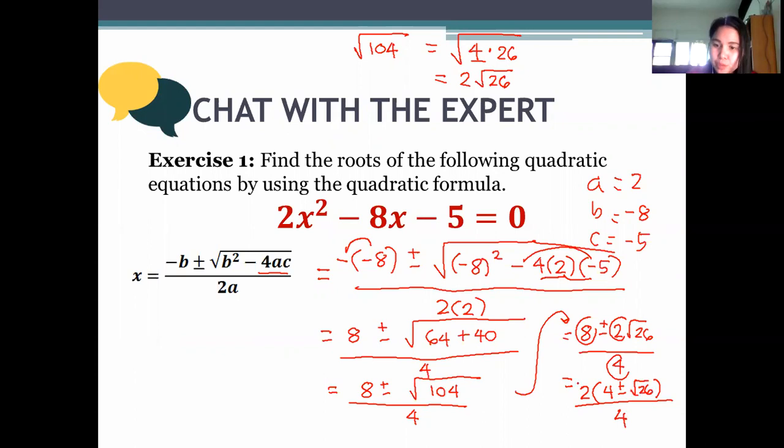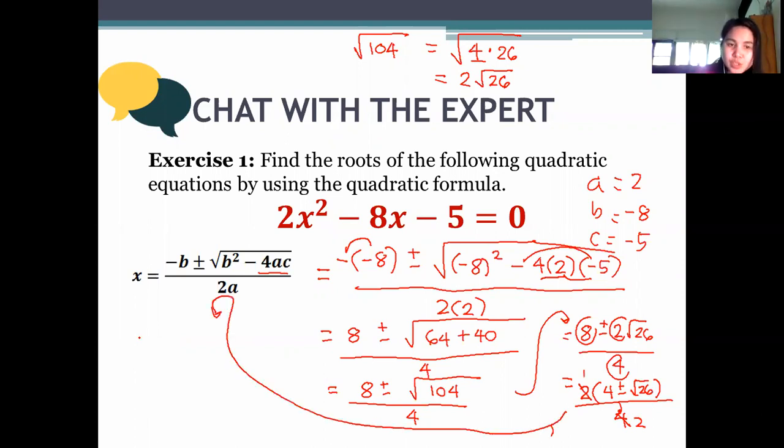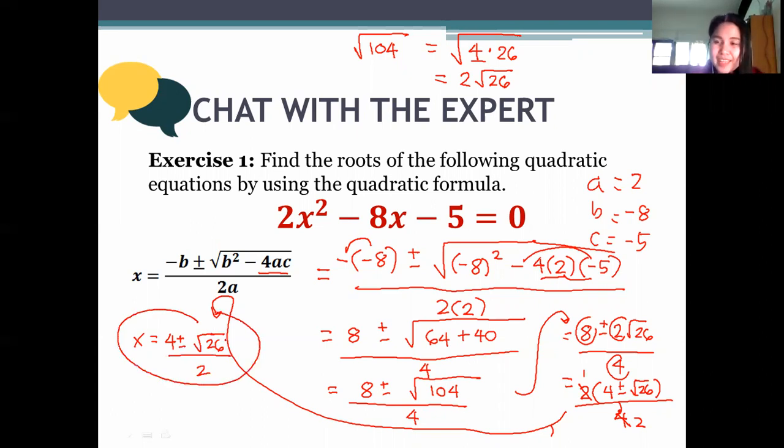So 2 divided by 4, that's 1. This is 2. So let me transfer here again. So the value of our x is 4 plus and minus square root of 26 over 2. This is now our final answer. Any questions? Or give me a thumbs up if you're okay. Okay, that's good. Let's go to the next one.